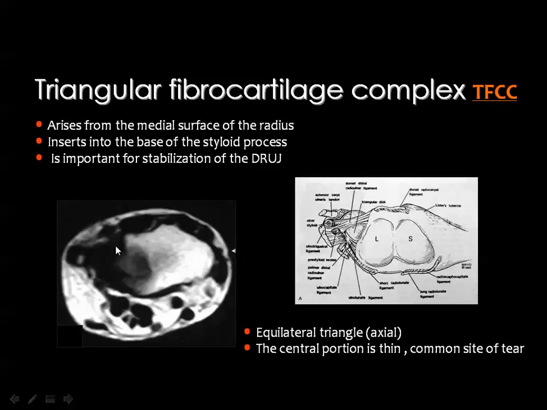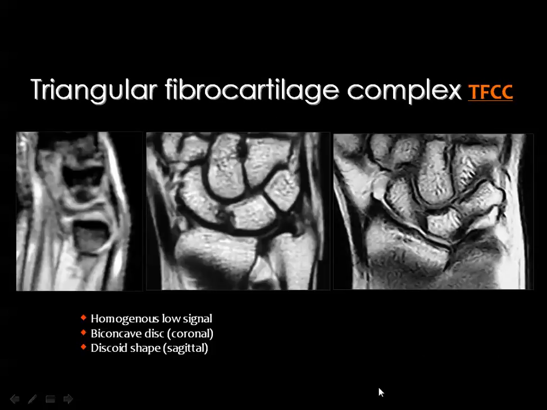The triangular fibrocartilage connects the ulnar styloid process to the medial surface of the radius. It will appear as a triangle in the axial image with its apex at the ulnar styloid process. And you know, this triangular fibrocartilage is very important for stabilization of the distal radioulnar joint. So, if this triangular fibrocartilage is torn, you will get abnormal relation between the ulna and radius through the distal radioulnar joint.